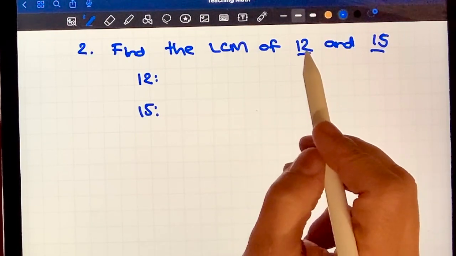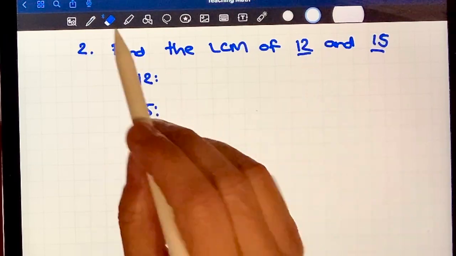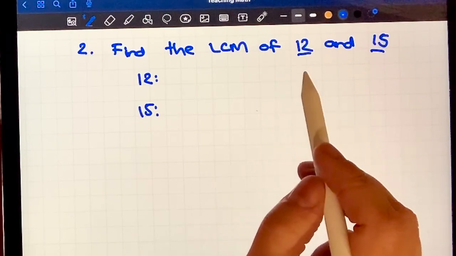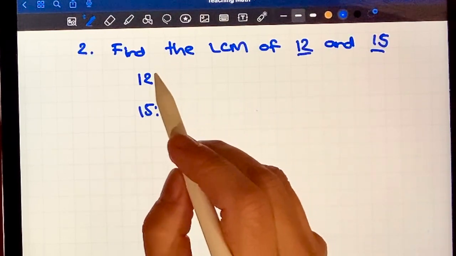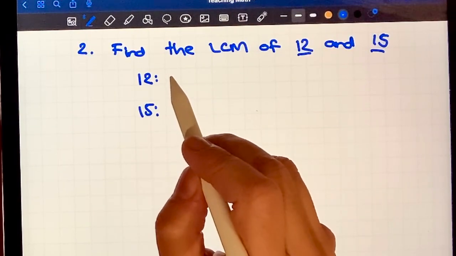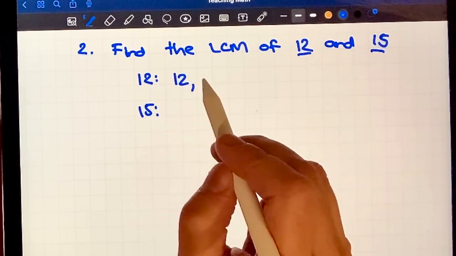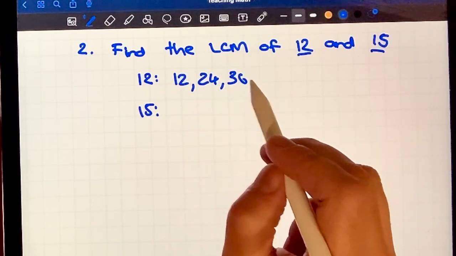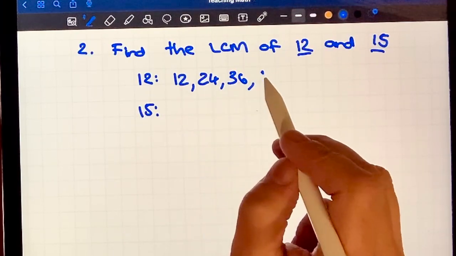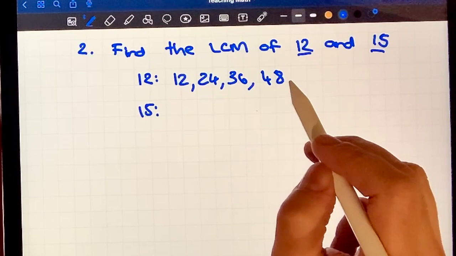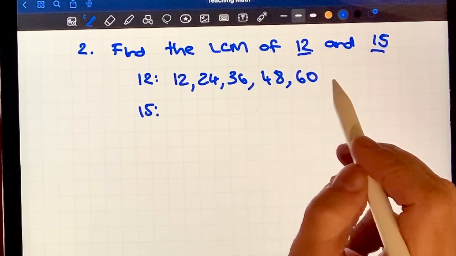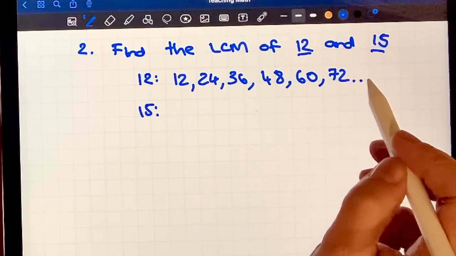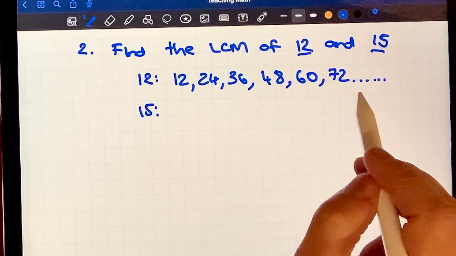With 12 you should be okay. You should know your 12 times table, and if you don't, now is a good time to learn all of your times tables because you need them. Starting with 12, I can just say 1 times 12 is 12, 2 times 12 is 24, 3 times 12 is 36, 4 times 12 is 48, 5 times 12 is 60, 6 times 12 is 72. I don't need to go any further.